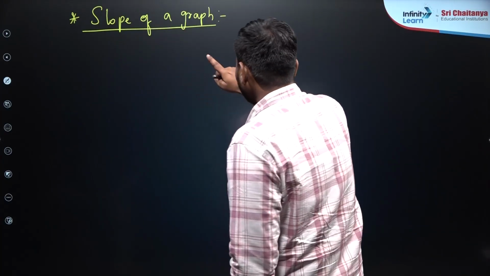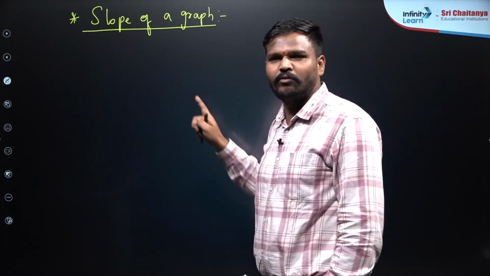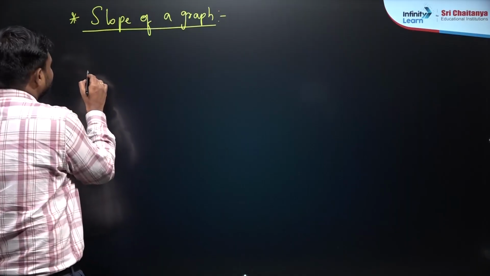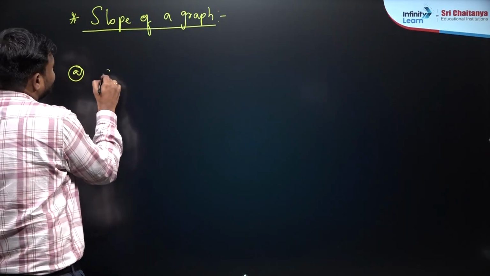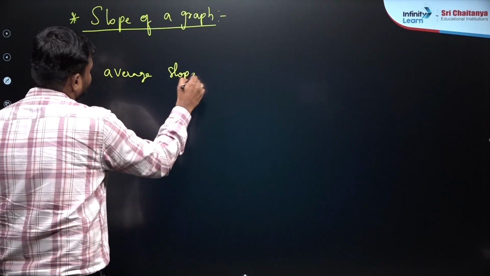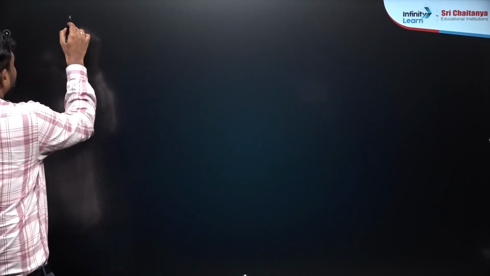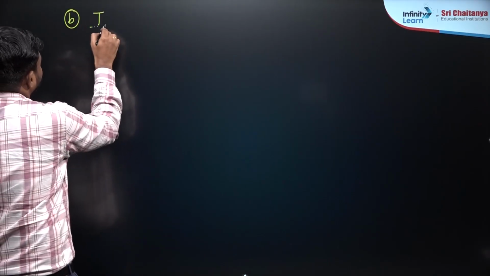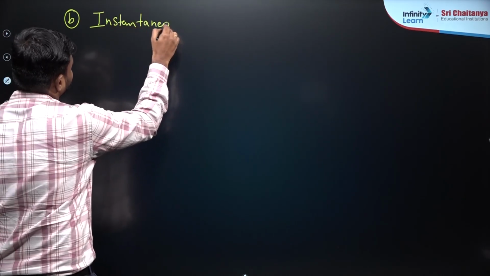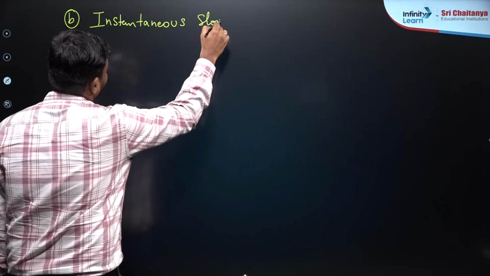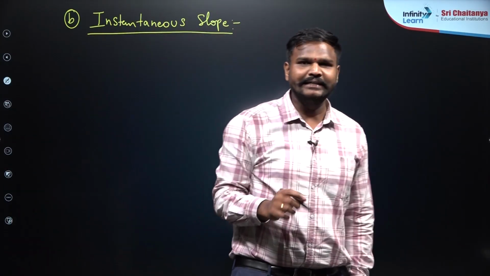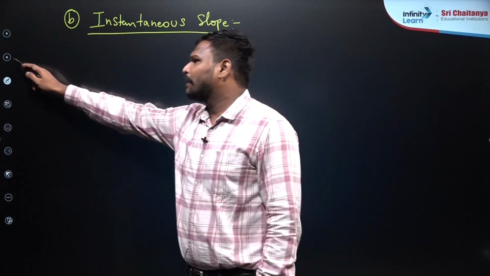So first of all let us learn about a physical quantity called slope. So slope is again two types. First one is average slope, and the second one is instantaneous slope. Average slope and instantaneous slope. So what is happening in average slope?